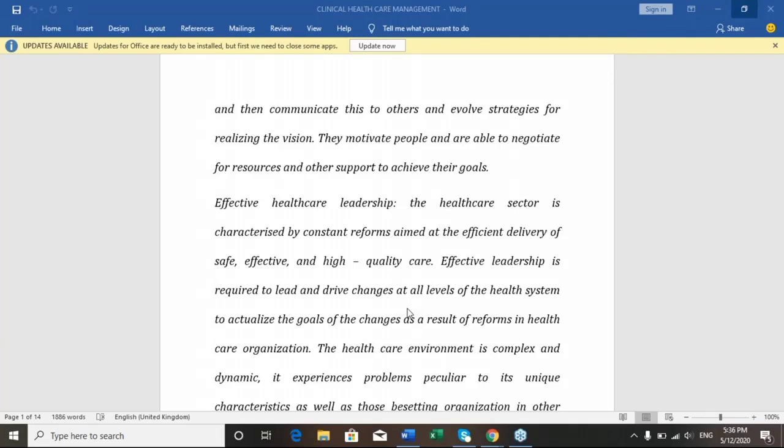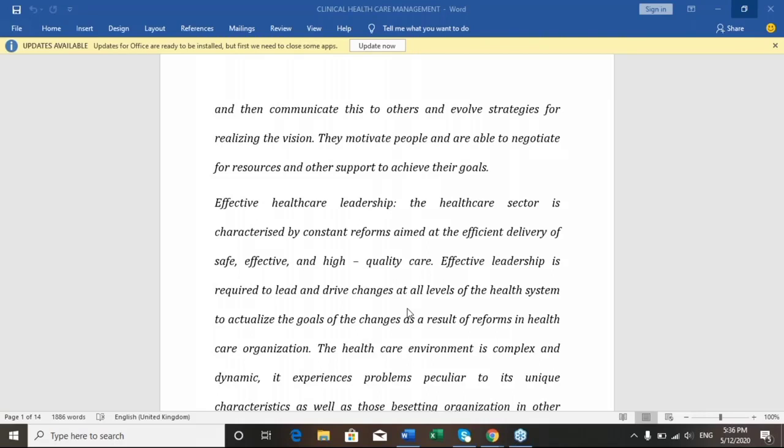And it has become part and parcel of the system because they are not stagnant. So reforms are being held constantly. So in order to make sure that people do not stick to the old style of doing things, because if they stick to the old styles of doing things, it may be difficult for good healthcare service delivery to take place.